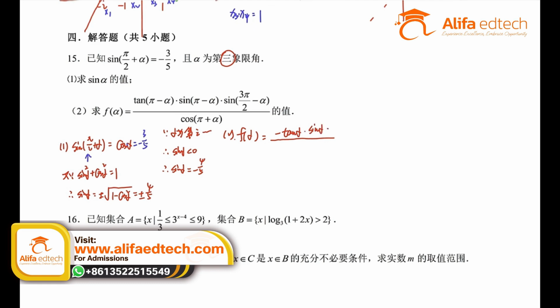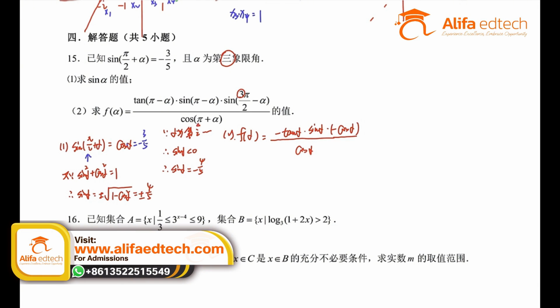Then multiply it by sine of 3 pi over 2 minus alpha. Since 3 is an odd number, it will definitely become cosine alpha. Then 3 pi over 2 is exactly 270 degrees. 270 degrees minus an acute angle is in the third quadrant. In the third quadrant, the sine value is negative, so we add a negative sign. Okay, the denominator is cosine of pi plus alpha. Pay attention, this position is 2k over 2, and 2 is an even number. It's 2 pi over 2, and it's cosine alpha.